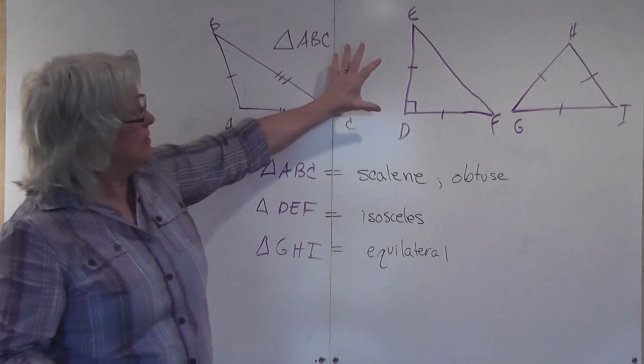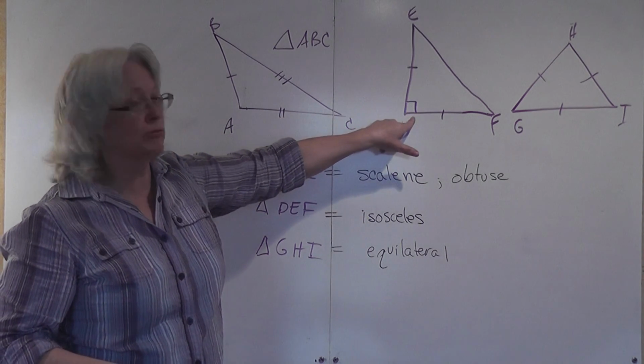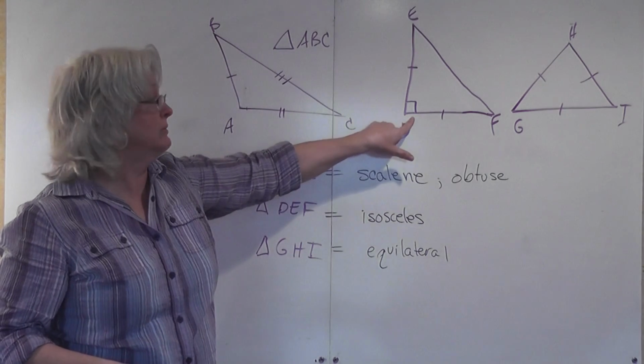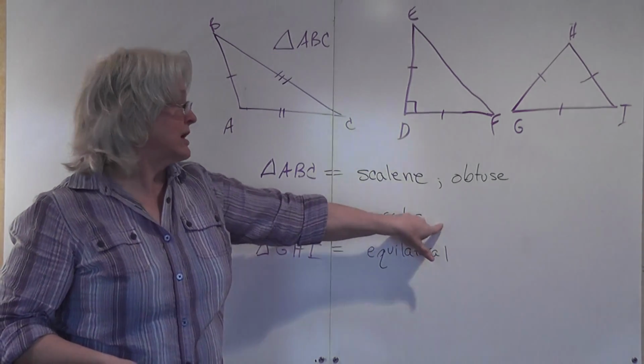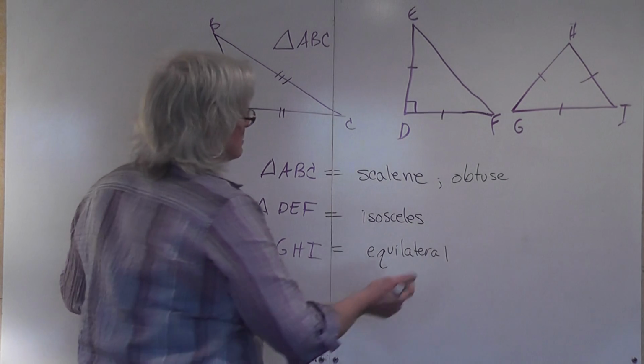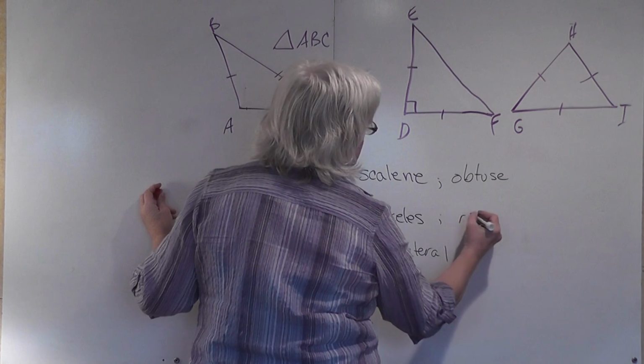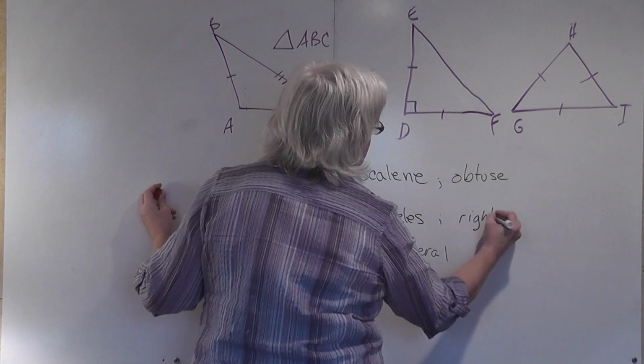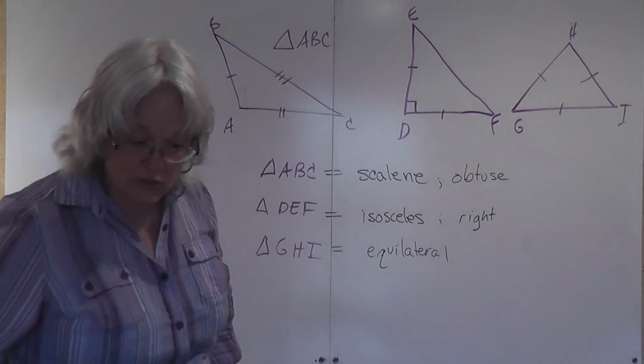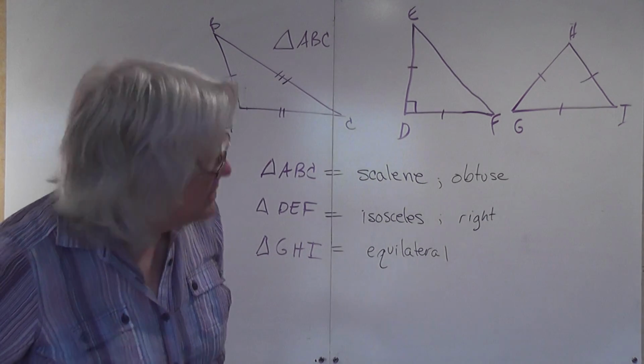Now, what can we say here? This is a right triangle. It's a right isosceles triangle. So it's a right isosceles triangle because it has a right angle in it. I want to make sure that I don't misspeak.